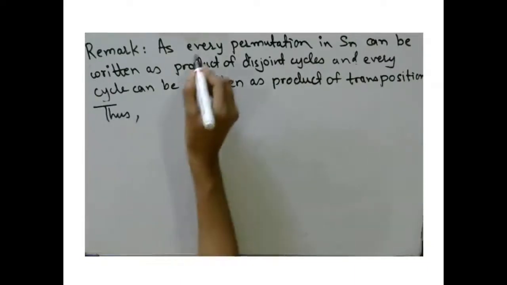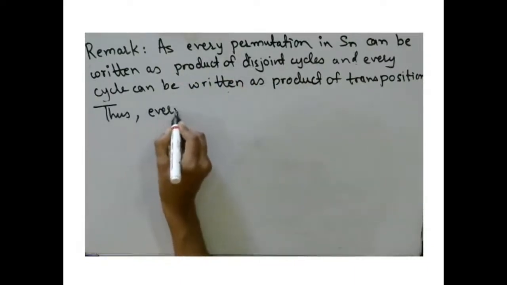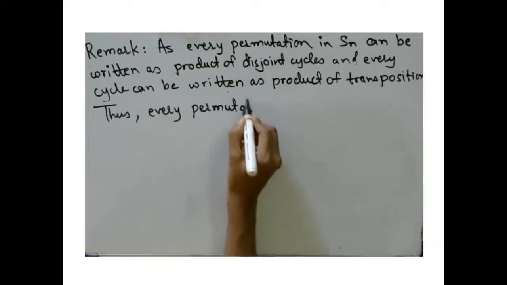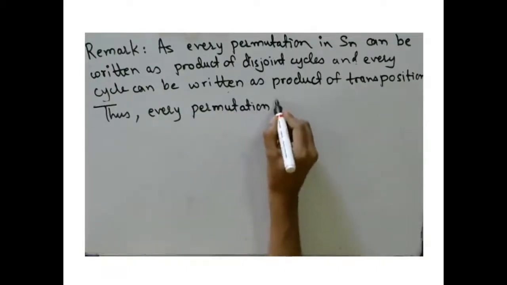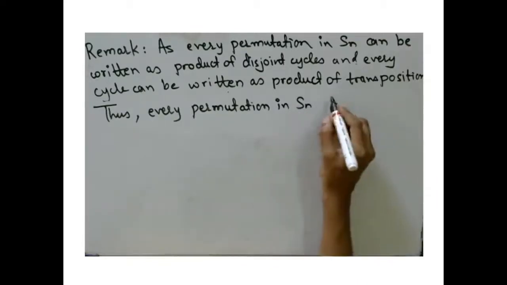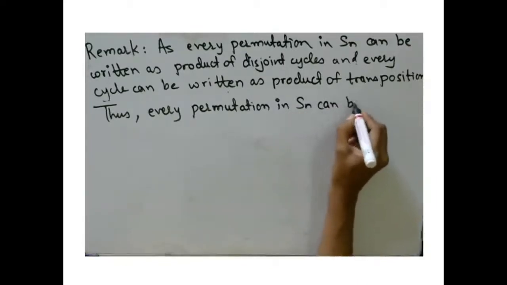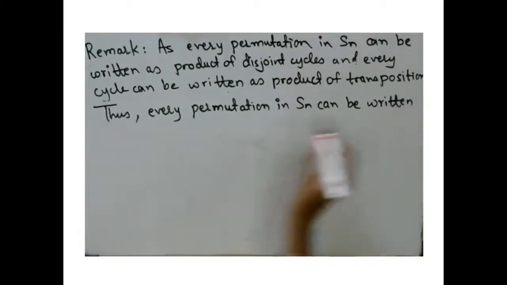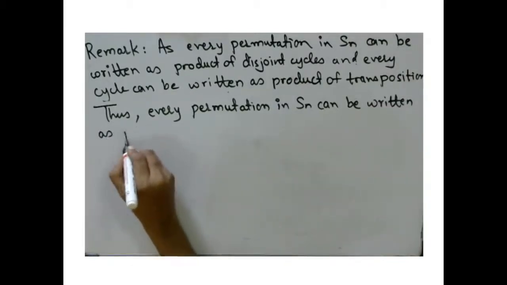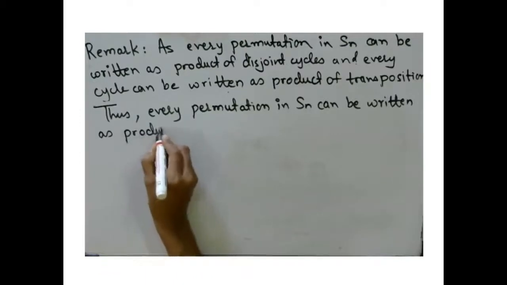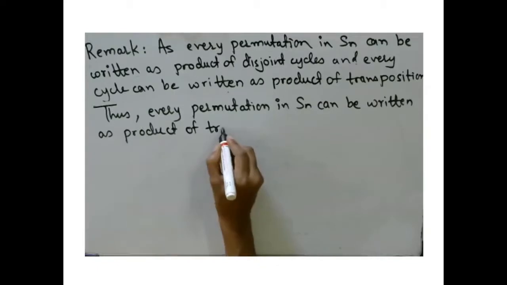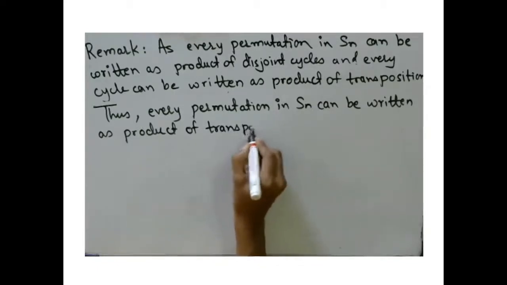thus every permutation in Sn can be written as a product of transpositions.